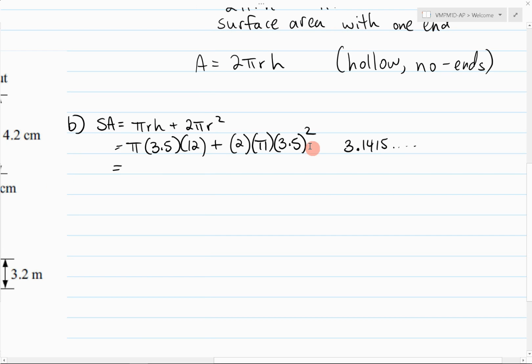Now, if I calculated all of this out, following BEDMAS rules and all that, your final answer here for this one should be, sorry, that's the wrong one, 340.86 centimeters squared. So I ask you to pause the video for a moment and check that for yourself.